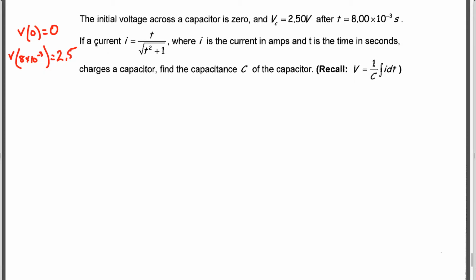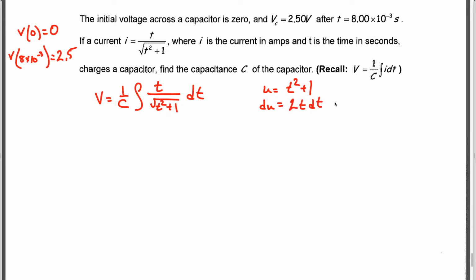That's that first line. We're told if a current I is equal to this, and I is in amps and t is in seconds, charges a capacitor, we want to find the capacitance C of the capacitor. And we're given this formula here. So voltage equals 1 over C times the integral of I dt, and well, we know I, so let's put that in. But we know I is this, that's times dt. Now we're going to use u substitution to integrate here. We'll write the steps. u is the root, du is 2t dt, but we don't have 2t. We need du over 2 is t dt.